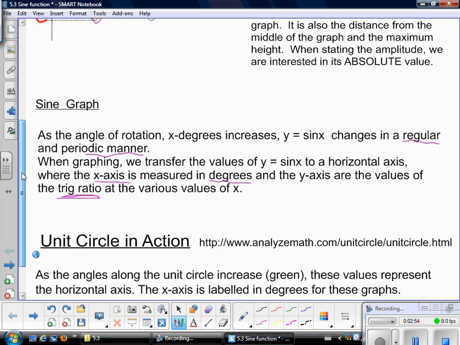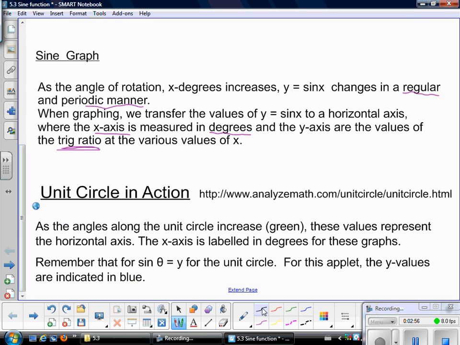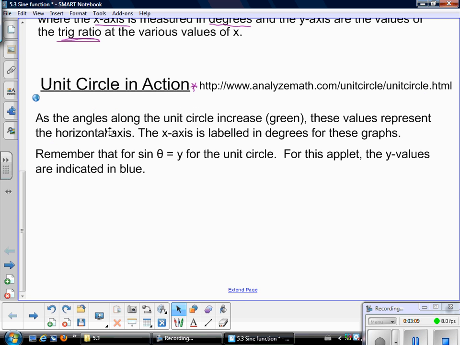So the first thing we're going to do is look at an actual unit circle. I did give the link here so that if you want to look at it closer yourself, you can. Okay, and what's going to happen here, just before I start it, is the angles are measured in green. So in other words, that's our horizontal axis. And the y, the trig values, are actually in blue. So we're going to take a look at it and we'll run it through a few times just so that you can see what's really happening.